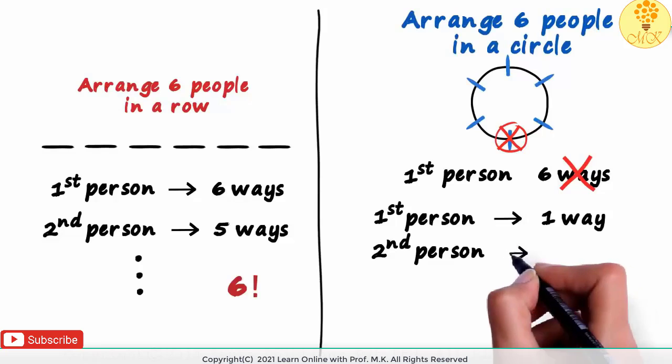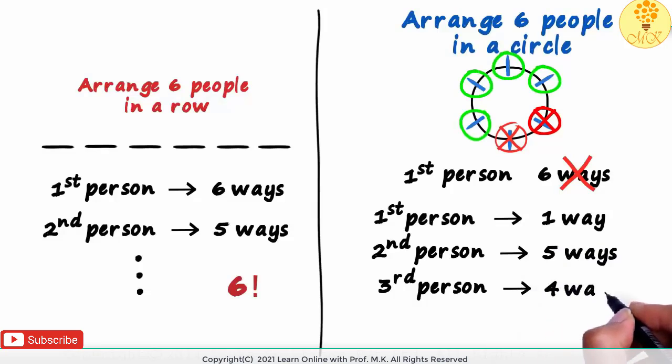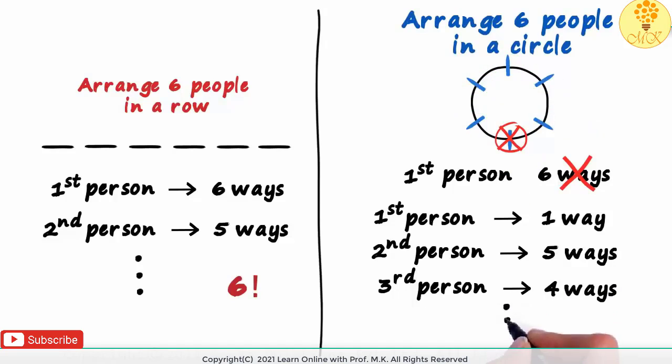The second person can be seated in 5 different ways, and similarly, the third person can be seated in 4 different ways, assuming the first 2 are already seated. And this goes on till everybody is seated. The answer will be 1 multiplied by 5 factorial. That equals 5 factorial. This was the logic behind subtracting 1 from n.